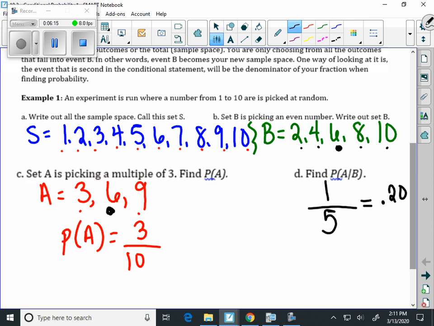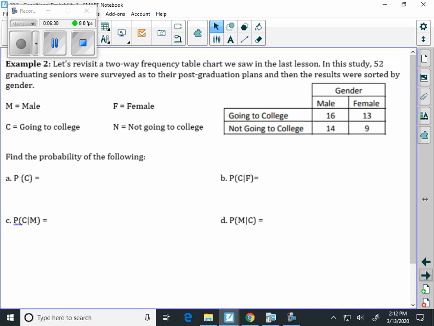Now, I had one little confusing factor there in letter C, which I think might confuse the whole issue. But my next example was a little bit better, so let's take a look at that one. It even conceivably looks familiar. It says, let's revisit a two-way frequency table we saw in the last lesson. In this study, 52 graduating seniors were surveyed as to their post-graduation plans, and the results were sorted by gender. We've got M for male, F for female, C for going to college, N for not going to college. And then we've got our frequency table over here.